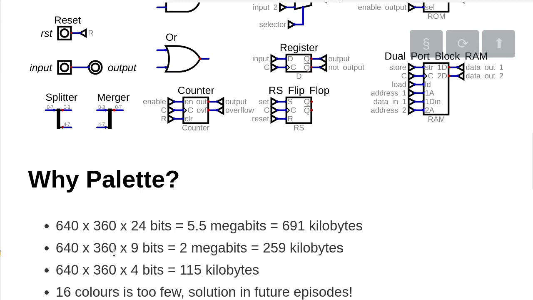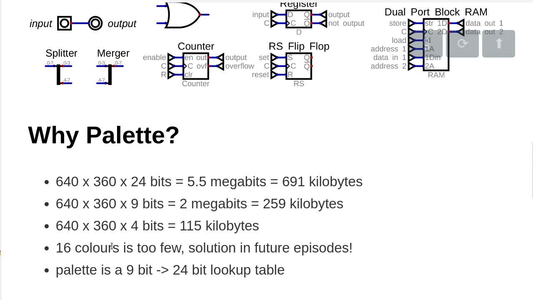If we have instead only 9 bits to represent a color, so it can be one of 512 colors, but each of those colors can be 24 bits, then that'll only take 2 megabits of memory space, or 259 kilobytes. Well, that's a lot better, but we can do even better than that, and that's by using only 4 bits for the color. So one of 16 colors, but there's going to be a trick later on in future episodes to get away from 16 colors and use a few more colors than that. But that'll get us down to 115 kilobytes.